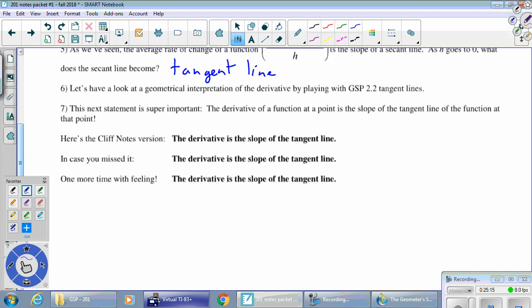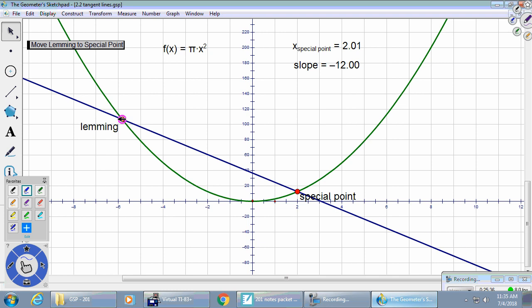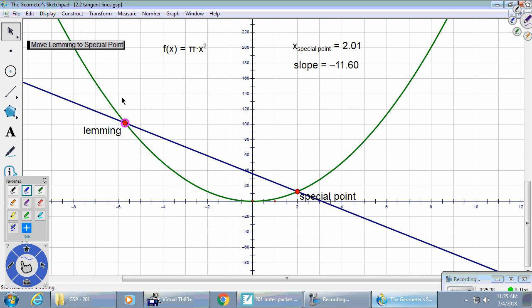So number six, let's have a geometrical look at the derivative on another Geometer's Sketchpad demonstration. Here's the graph of the function pi times x squared. I've got my special point, right around x equals 2, and a lemming point, which I can move any place I want to. At this moment the lemming point is way over here, and the slope of that secant line is currently negative 11.6.